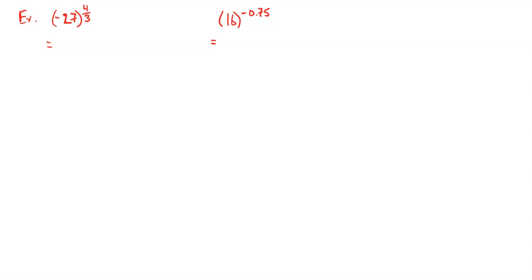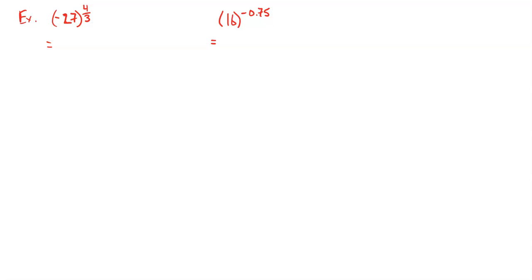And there are going to be cases where we don't have numbers in the base. Come tomorrow's lesson, our next lesson, we're going to have letters in the base. So it's important that we learn how these work and not just type these in our calculator. Also, I expect you to show me the steps for full marks on questions like this, as any teacher likely would. All right, so negative 27 to the power of 4 over 3.